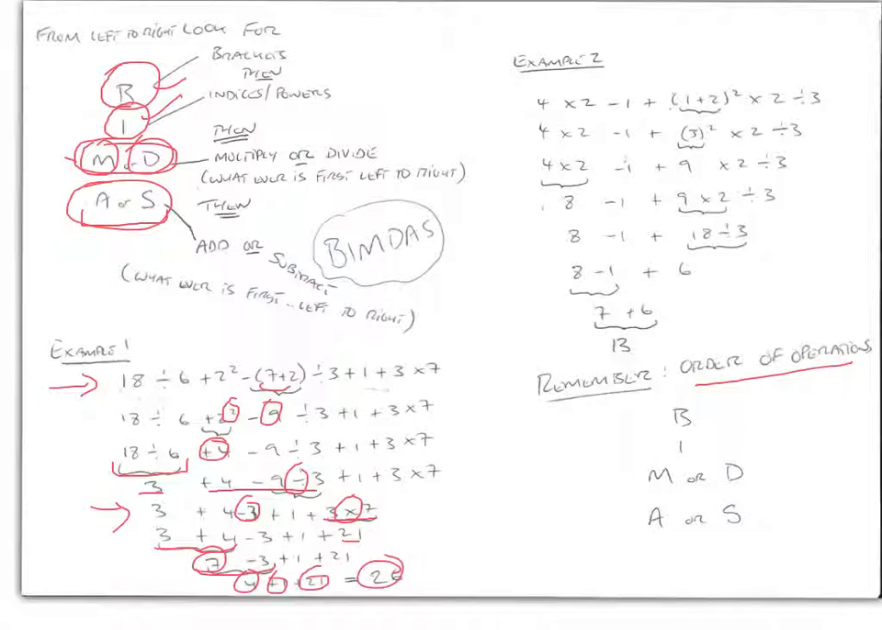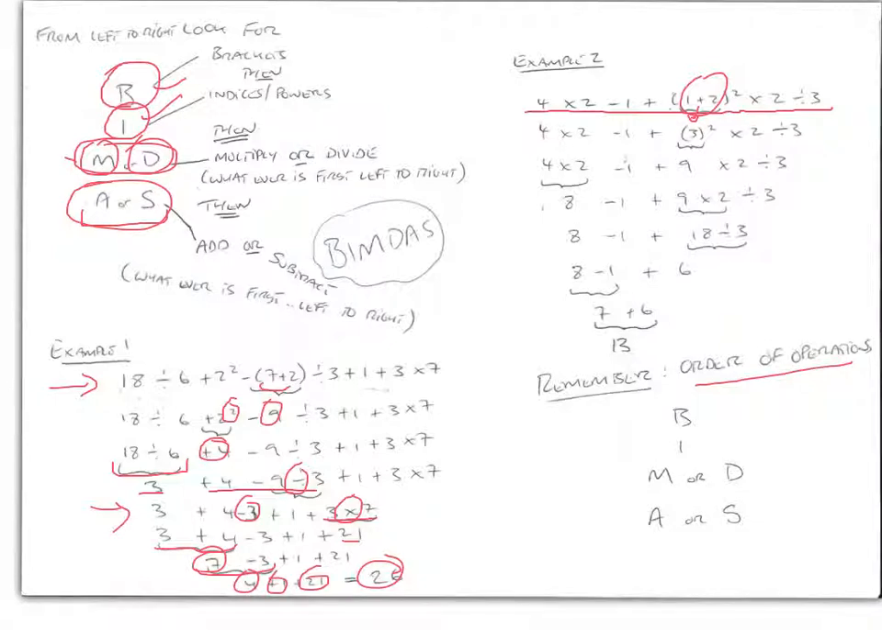Here's another example. This sum is 4 times 2 minus 1 plus, all in brackets, 1 plus 2, and that's all squared, times 2 divided by 3. We work through this, and the first thing to do is to clear what's in the brackets. 1 plus 2 is 3.